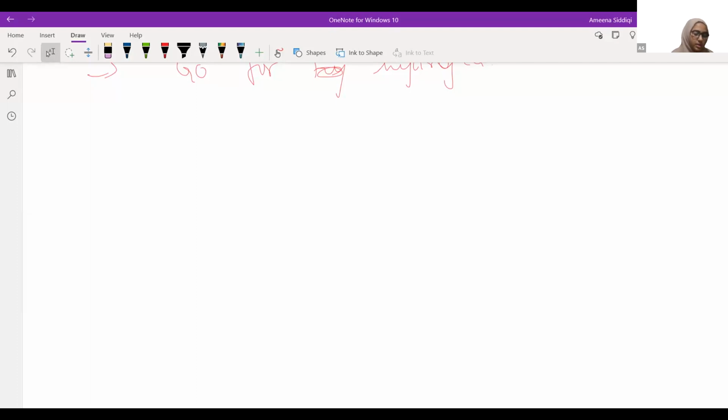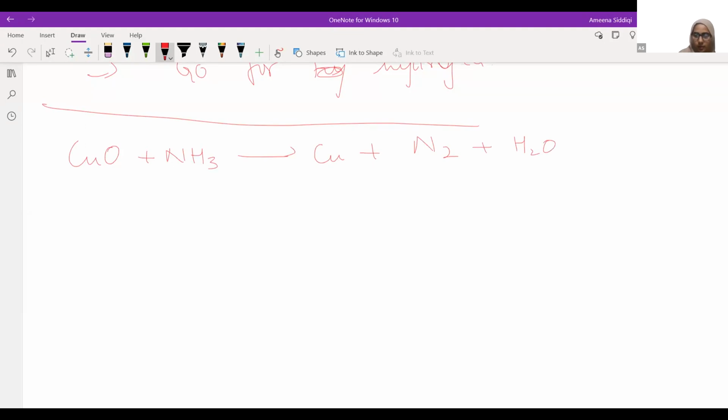So, some next important examples, and we'll try to balance them. See, I tell you an example. CuO, that is copper oxide, that is one reactant. Then we have ammonia as the reactant. Then the products we get are copper, plain copper, right? N2 plus hydrogen. Now this is a chemical equation that would be given to you, right? Some of the important ones you can memorize, but mostly it will be given to you, right?